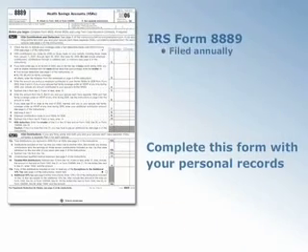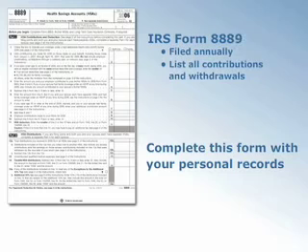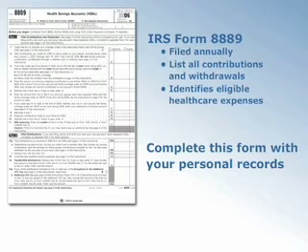Each year, you will need to file IRS Tax Form 8889 with your personal taxes. This is a short form that requests information about how much you or others contributed to your health savings account, how much you withdrew from your HSA, and what amount of those withdrawals paid for eligible healthcare expenses. By keeping your healthcare records together and organized, you should have everything you need to easily complete this form.